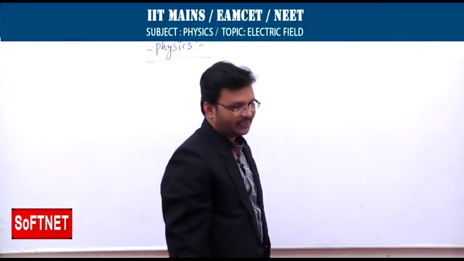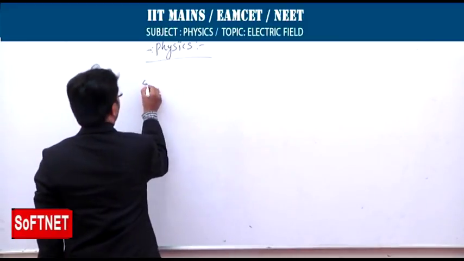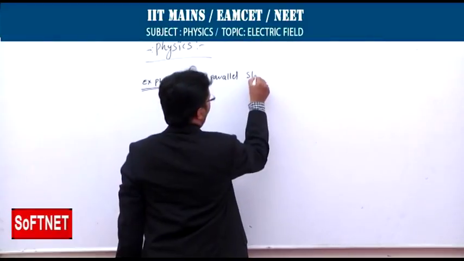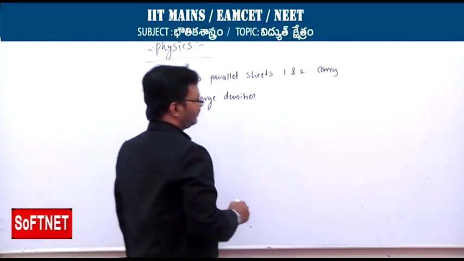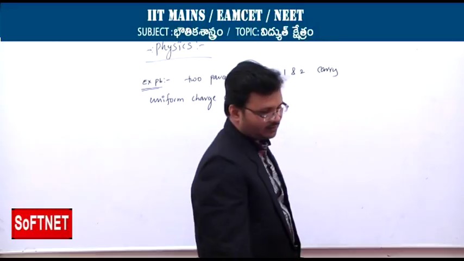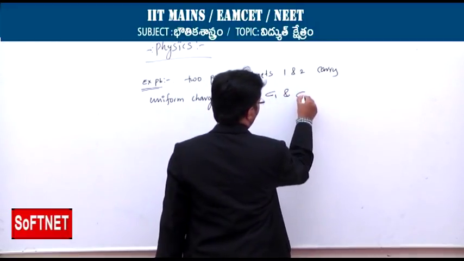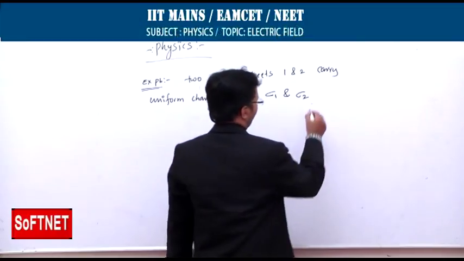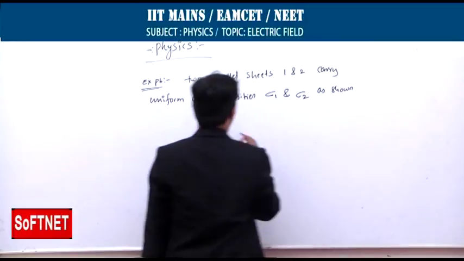Two parallel plane sheets 1 and 2 carry uniform charge. An example problem: two parallel sheets 1 and 2, with uniform charge densities sigma 1 and sigma 2, as shown in the figure.